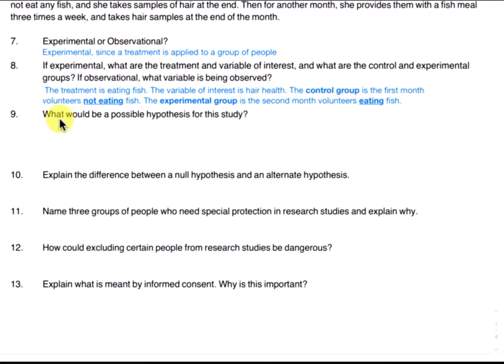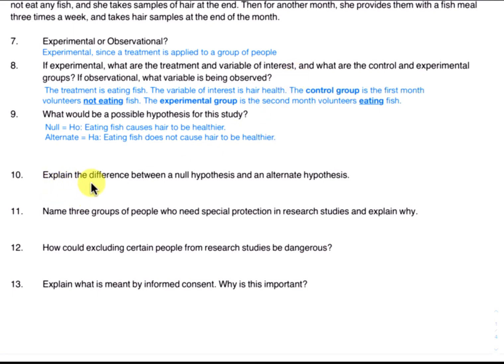All right, and number 9, what would be a possible hypothesis for this study? Well, the null hypothesis is what the researcher believes to be true, and that is null hypothesis equals H0, and that is eating fish causes hair to be healthier. That's your null. Then the alternate is the opposite of that. The alternate, which is HA, is eating fish does not cause hair to be healthier.